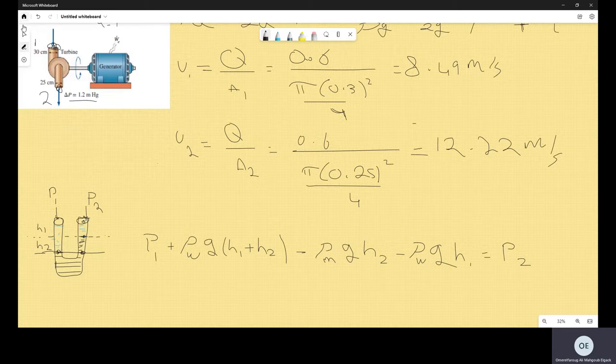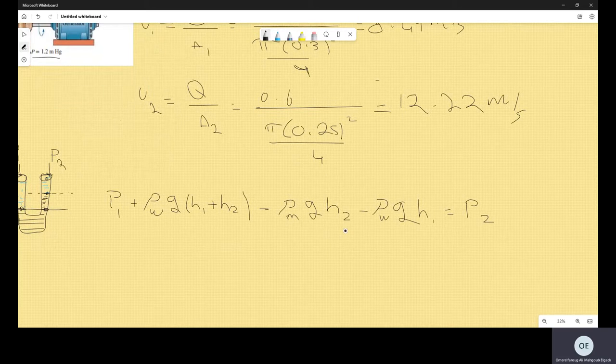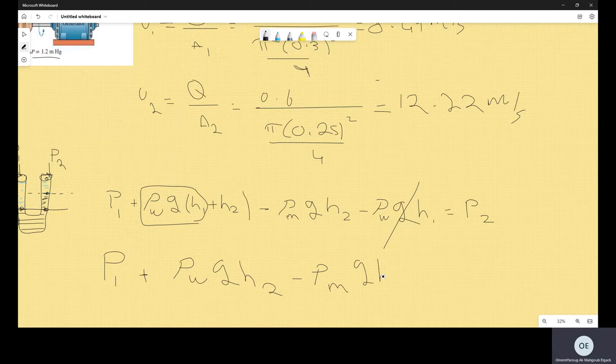Okay. Now here, you can see I can cancel what? Rho water GH1 can cancel with this one, rho water GH1. So you are left with P1 plus rho water GH2 minus rho mercury GH2 is equal to P2. Now we said that the pressure at the inlet, P1, is higher because the turbine extracts the mechanical energy. So it will reduce the pressure of the inlet and we will have P2.